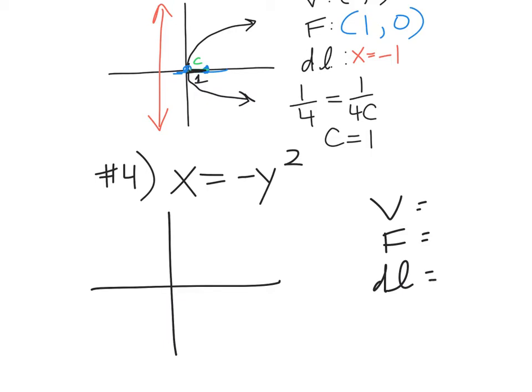Okay, first of all, vertex, origin, 0, 0, once again. And now let's graph this. This one opens to the left.